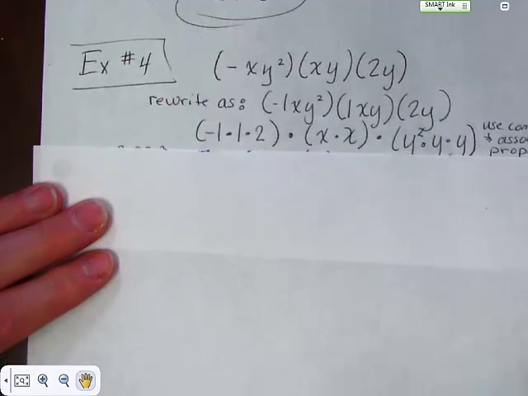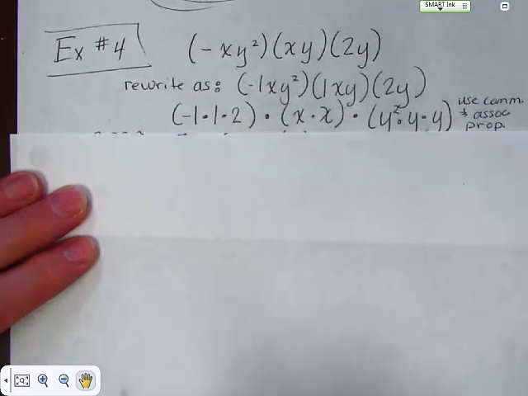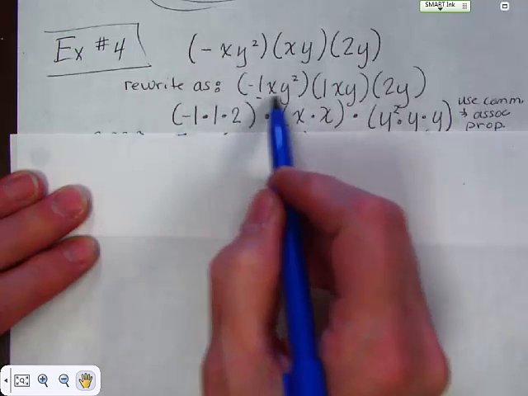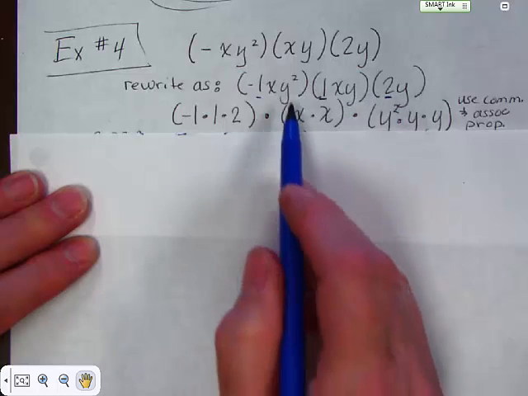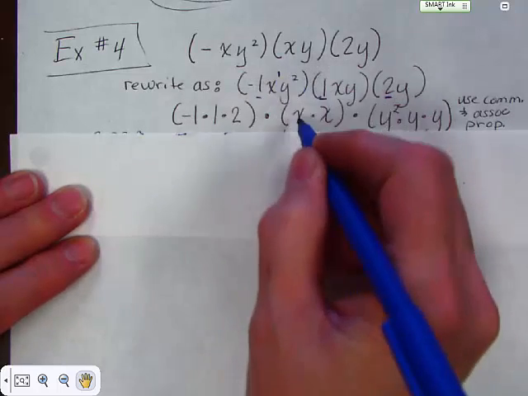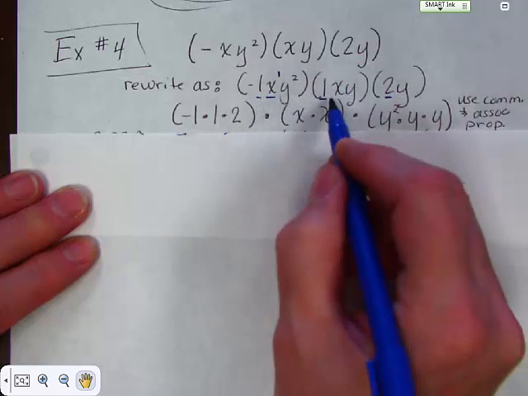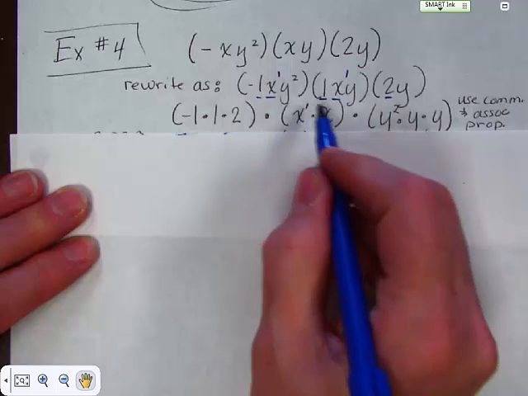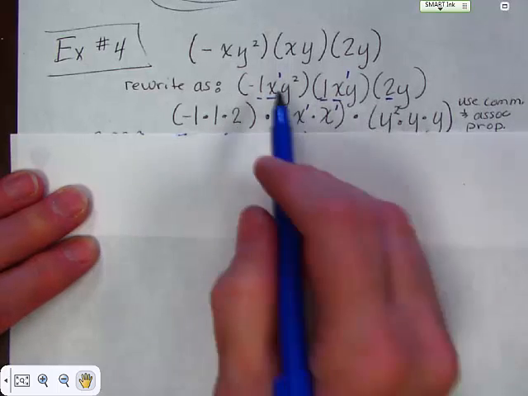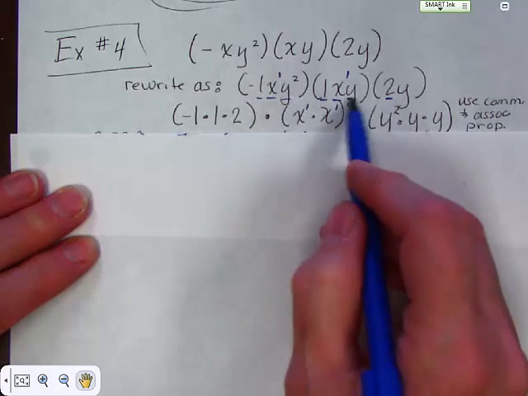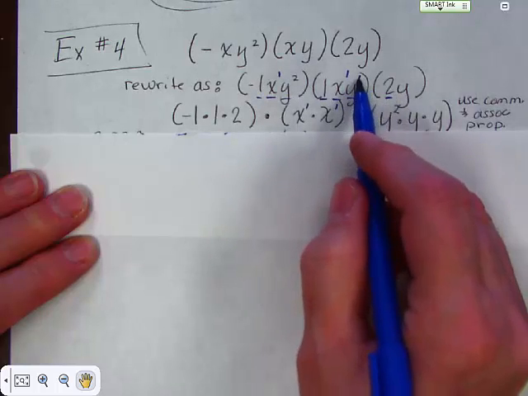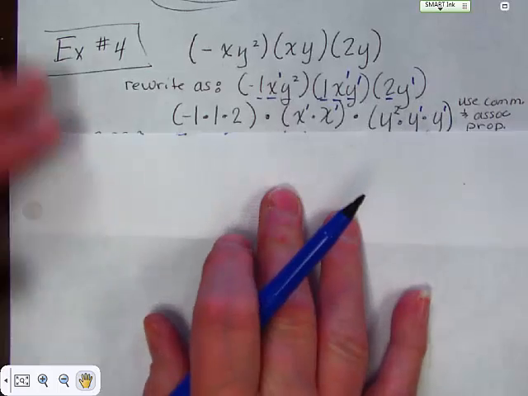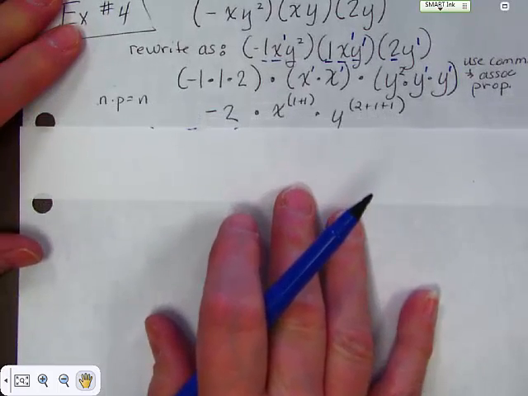So when I go to my next step and use the commutative property, I have negative 1 times 1 times 2, and that's these three. Then I have x to the first and x to the first, and then there's no x over here, so we're good with that, so these are both ones. And then I have y squared, y, and that's of course to the first, and then I have another y to the first, so these are both ones. Now we could do some combining here.